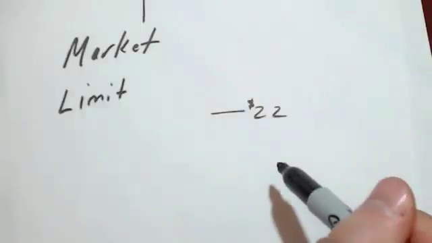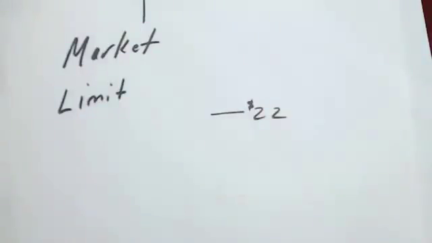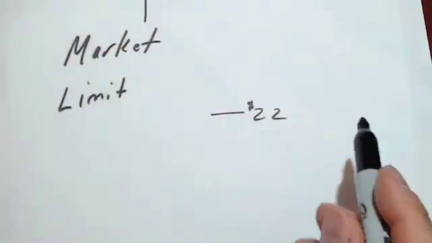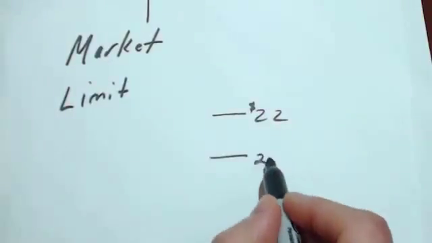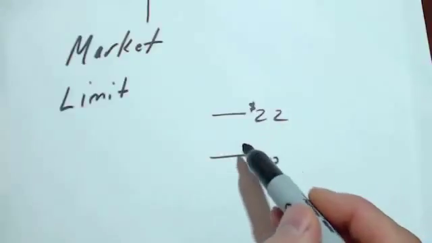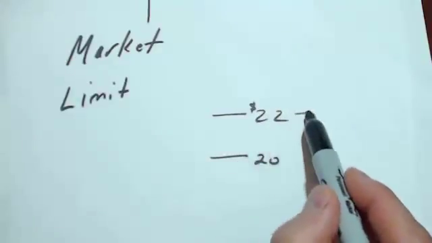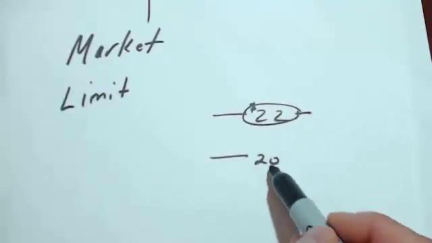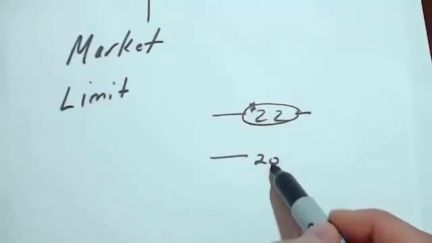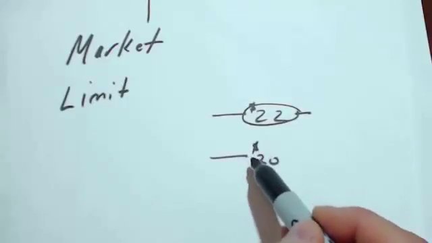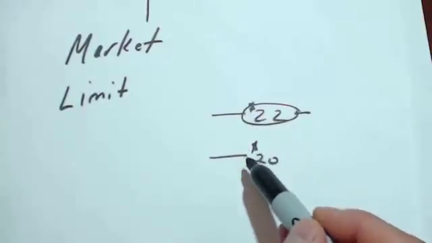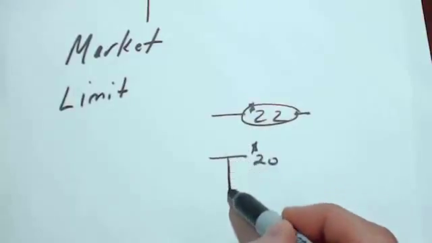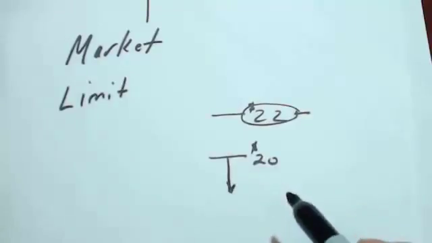Now, with a standard limit order, this is how it would work. You'd say, I don't want to buy the stock right now. The stock right now is at 22, and you put a limit order for $20 a share. What you're saying is, the stock's too expensive right now. I don't want to buy it unless it drops to $20 or less per share, and then I'll buy it.